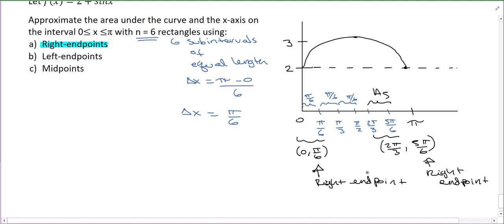So when we talk about the left endpoint and the right endpoint, we're looking at the tiny little subintervals that we created, and then looking at, okay, right endpoint. So we're always looking at the one on the right.